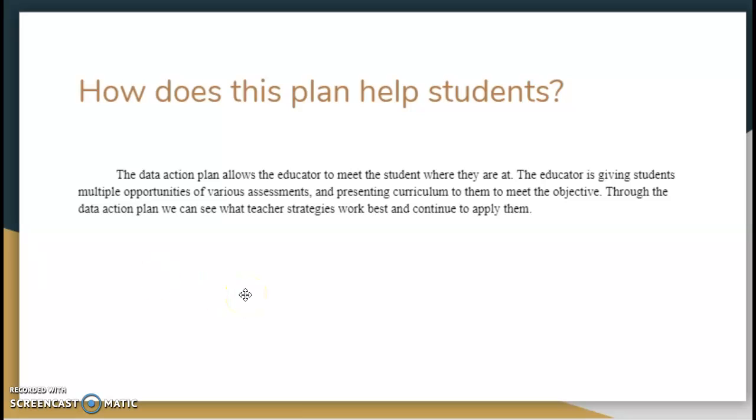How does the plan help students? The data action plan allows the educator to meet the students where they are at. The educator is giving the students multiple opportunities of various assessments and presenting curriculum to them to meet the objective. Through the data action plan, we can see which teacher strategies work best and continue to apply them.